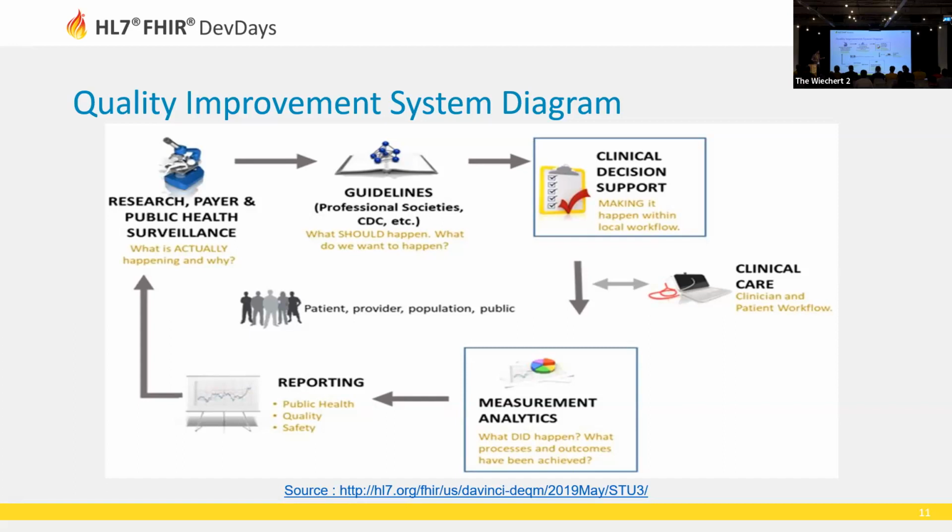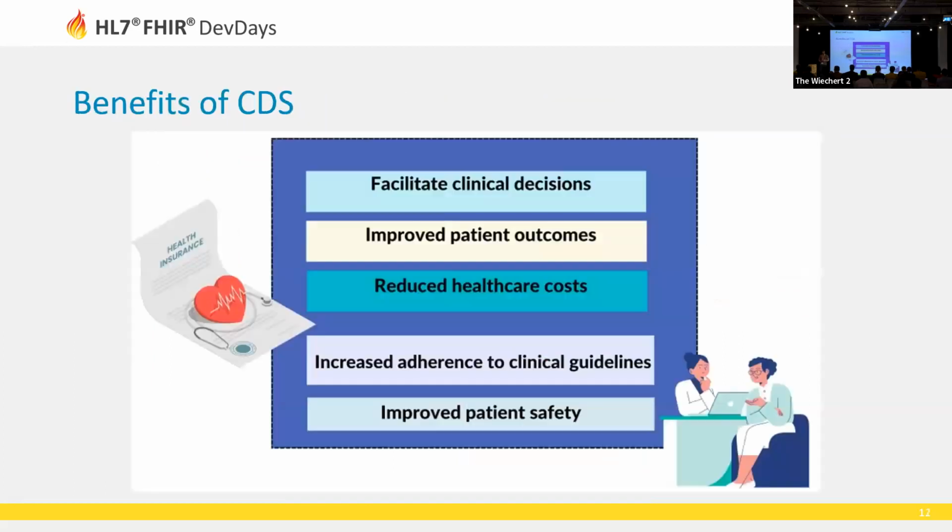So there are two squares that are drawn on this to show where exactly you can use what we just talked about. CDS is obviously going to be here, for clinical decision support, and measurement analytics can also be related to the CQL we talked about earlier. But what we're going to focus on is this square here, where we are also going to be using CQL to help with the clinical decision support.